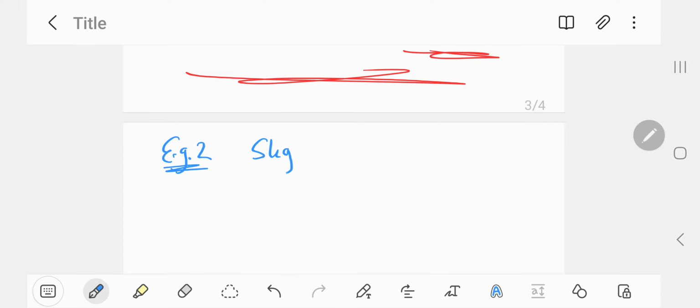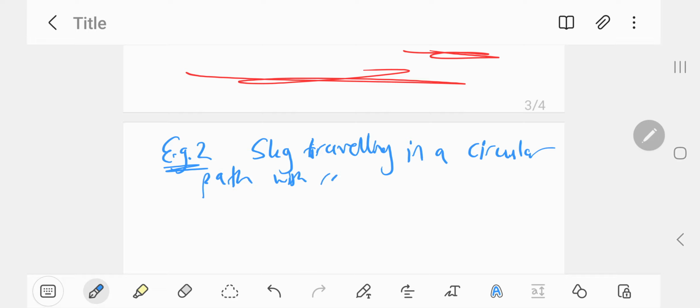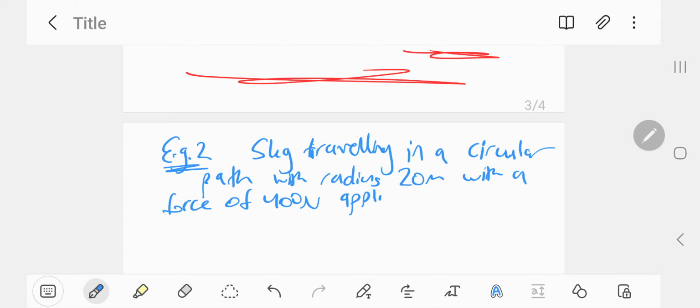Suppose you have a 5 kilogram object, a mass of 5 kilos, in circular motion. I should say traveling in a circular path with radius 20 meters, with a force of 400 newtons applied. Let's work out the speed, the velocity of the object.